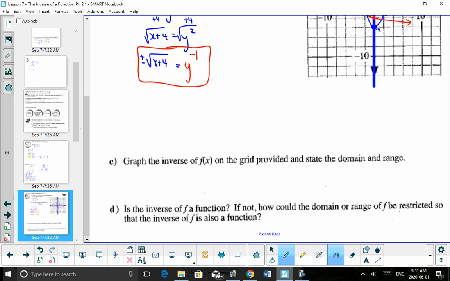Okay, state the domain and range of the red graph. So the domain, the left is at -4, but it has no right. So it's all the x's bigger than -4. For the range, it has no bottom and top, so its y is real.